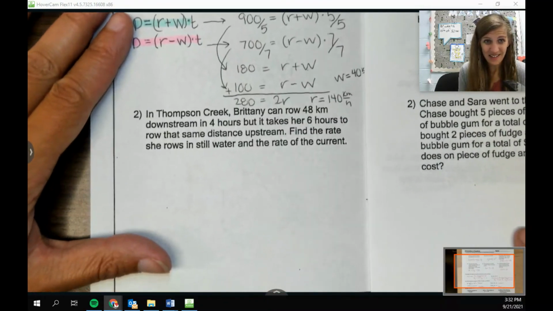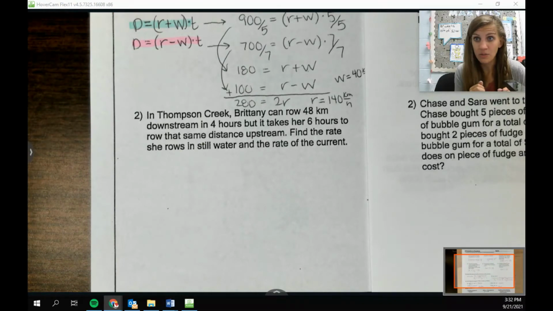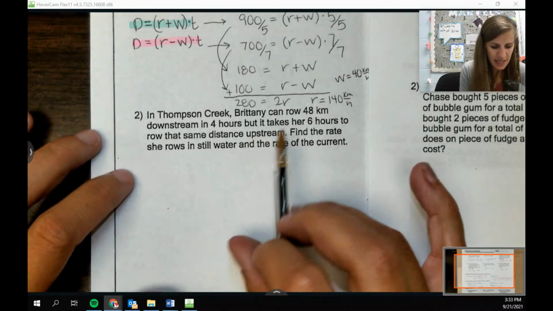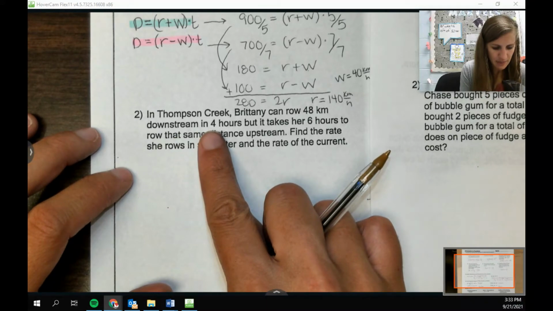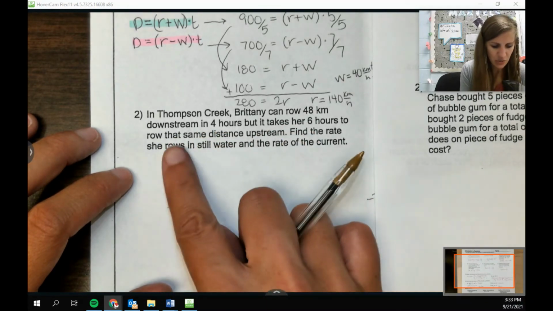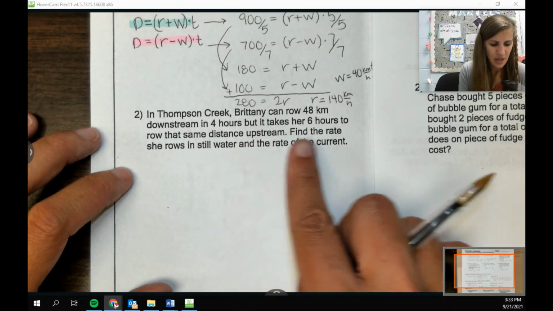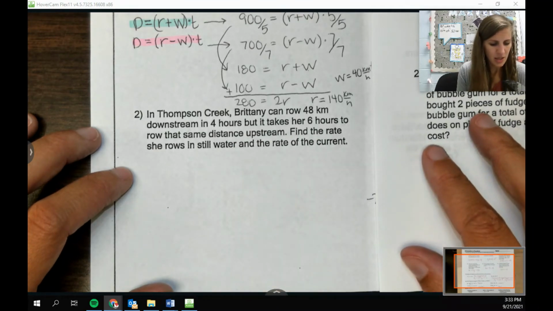Okay, let's try another one that's very similar. In Thompson Creek, now we're rowing. We're not flying, we're rowing. Brittany can row 48 kilometers downstream in 4 hours, but it takes her 6 hours to row the same distance upstream. Find the rate that she rows in still water and the rate of the current.